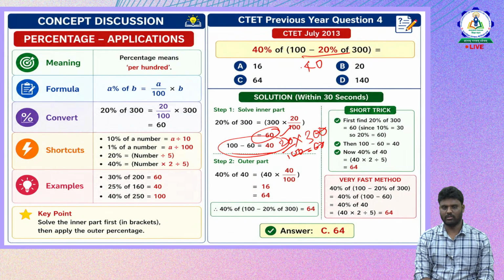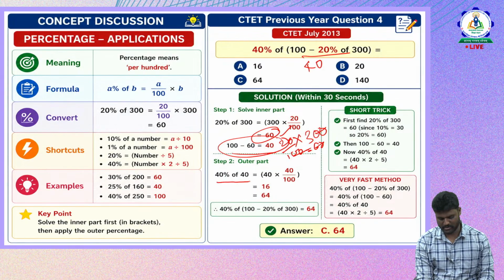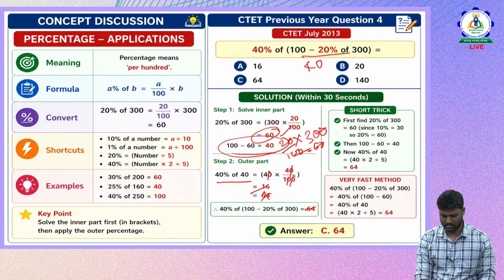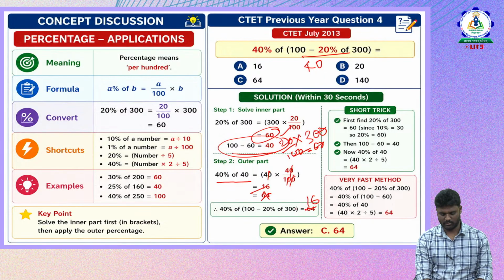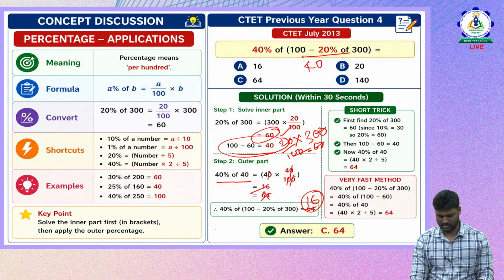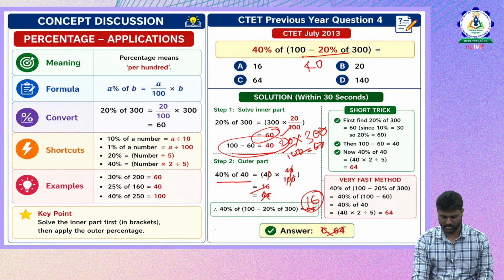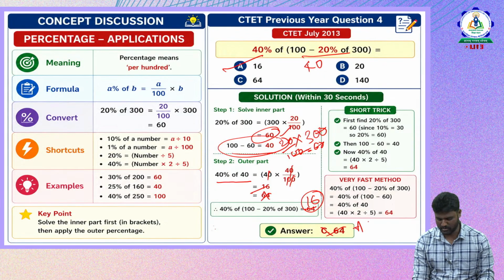Now again they're asking 40% of this value. So 40% of 40 means 40 by 100 into 40. If you simplify this, we get 16, since the zeros cancel and 4 fours are 16. So this is the answer. Therefore 40% of (100 minus 20% of 300) is 16. Option A is the correct one.